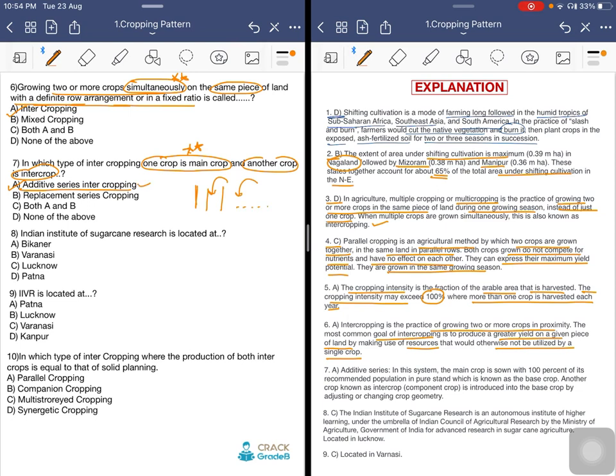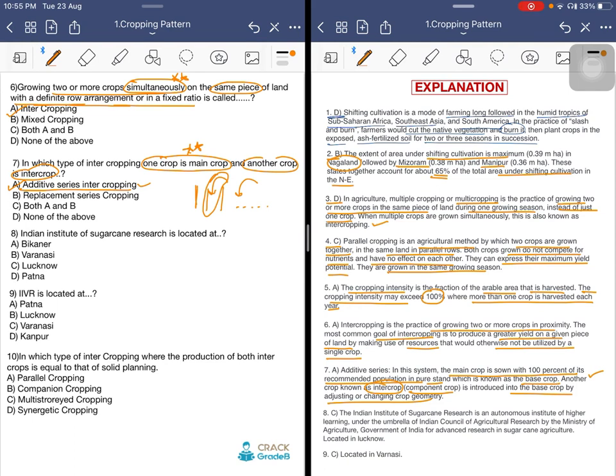What is the replacement series? By removing this line we are adding another line. Therefore, in the system the main crop is sown with 100% of its recommended population in a pure stand, which is known as the base crop or main crop, and another crop known as the intercrop or component crop is introduced into the base crop by adjusting or changing the crop geometry.